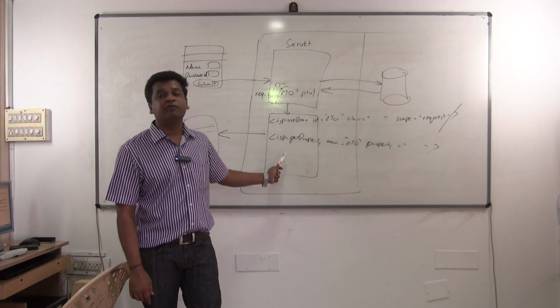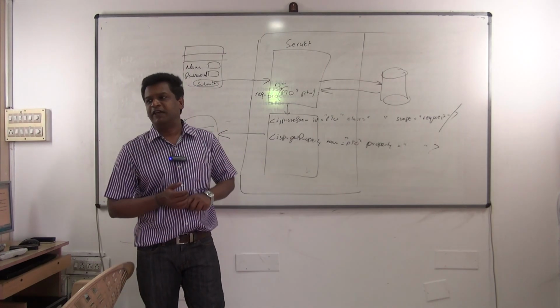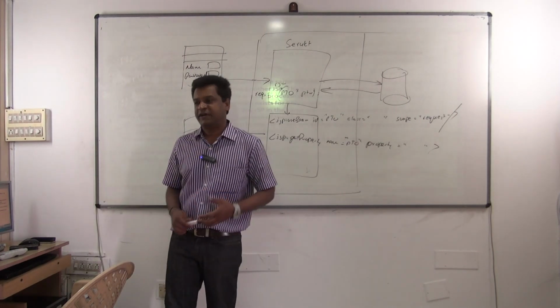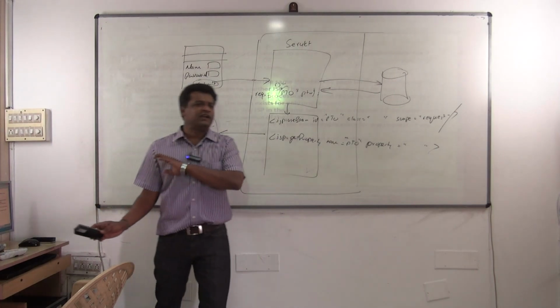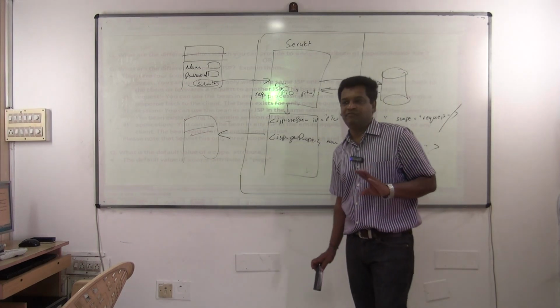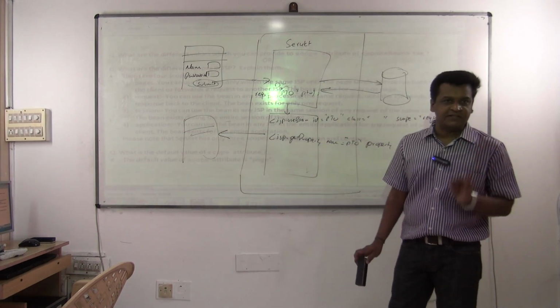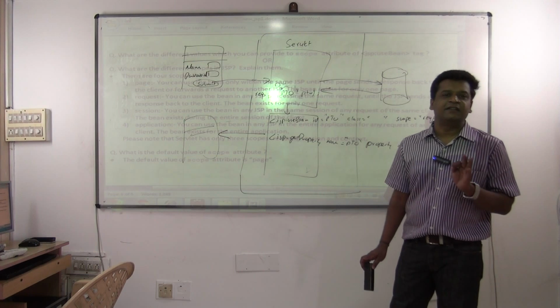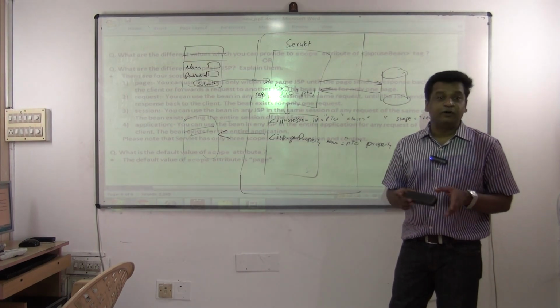Only in JSPs we are going with what? Expressions, scripting elements and all that. That I will remove with the help of standard actions. So the setProperty tag is never going to be used because we follow MVC. We always go with getProperty. The reason is that properties are always set in the servlet.